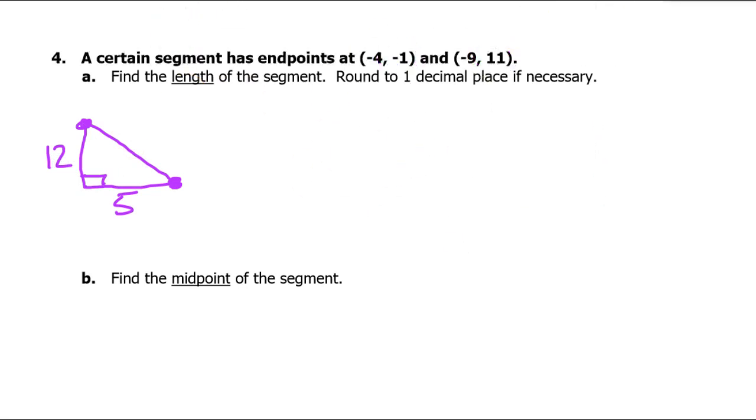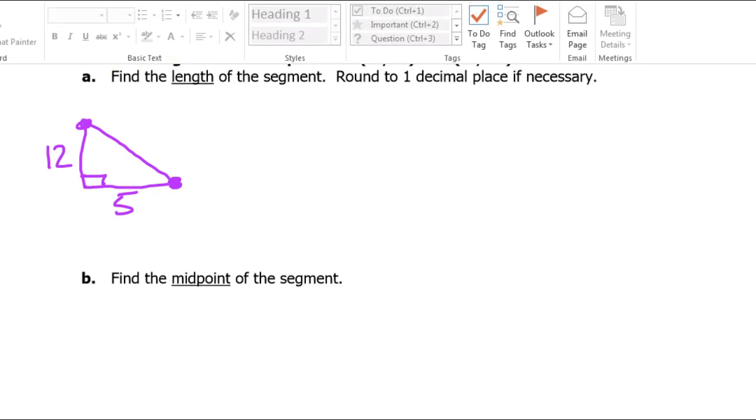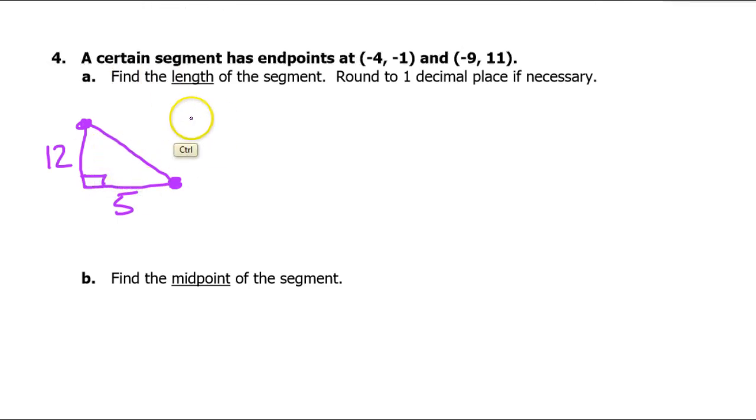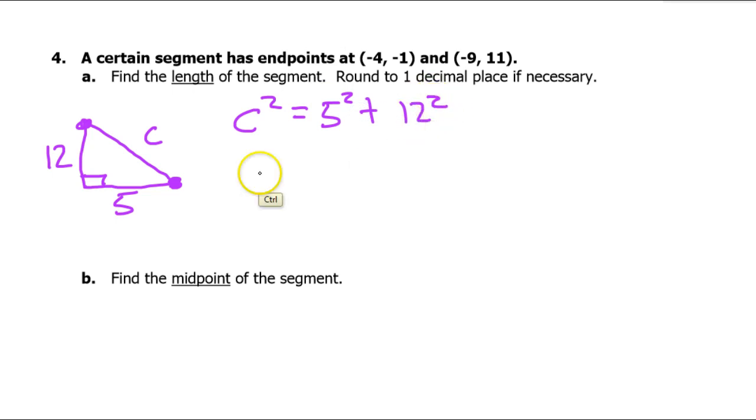Okay, so if you're comfortable with that, then this method is probably easier for you. And then we'll just do the Pythagorean theorem. If I call this c, c squared is going to equal 5 squared plus 12 squared. Okay, I'm going to show you one more little trick here. That means c is going to equal the square root of 5 squared plus 12 squared.